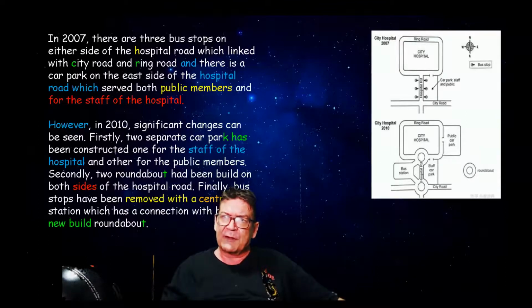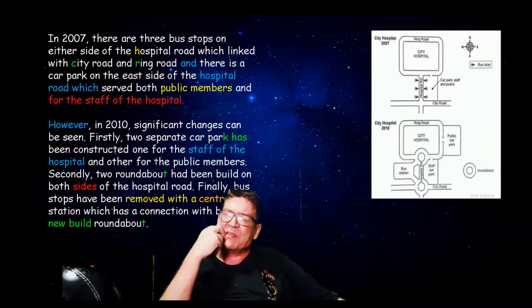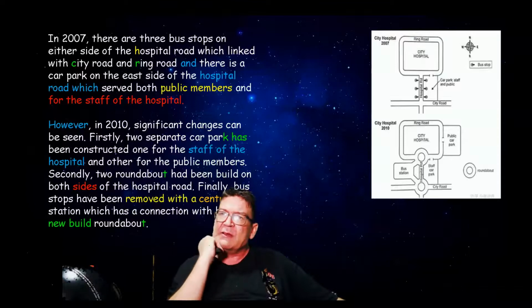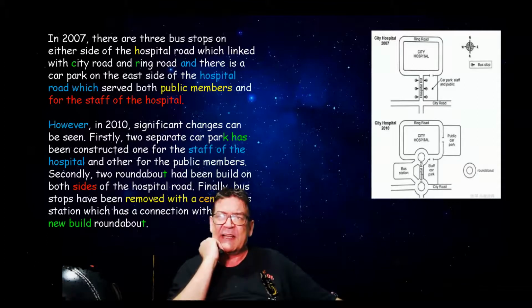Okay. Firstly, 2010 is certainly the past, so it's not 'has'. Like you said before, 'had been', or in 2010 they had been constructed. But no, they were not constructed. One was already there. So that's wrong. Secondly, 2 roundabout. Roundabout is not an uncountable noun. It needs an S in that location.